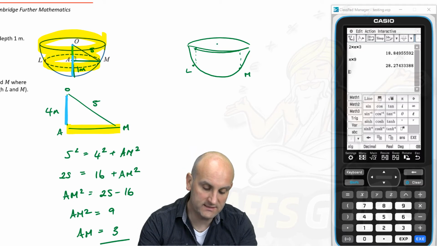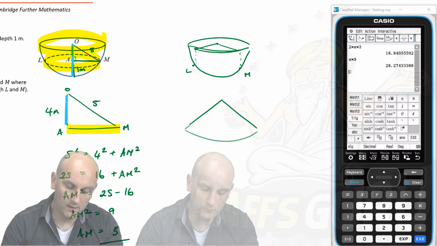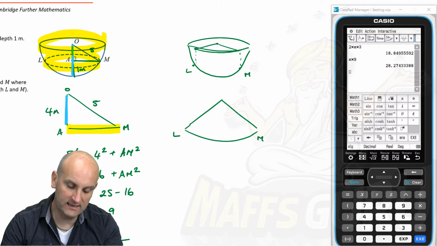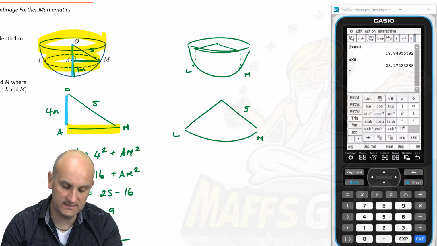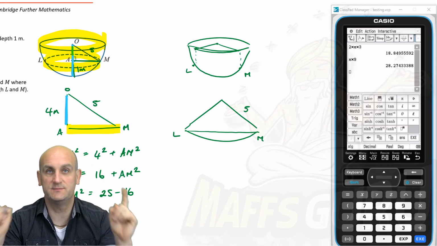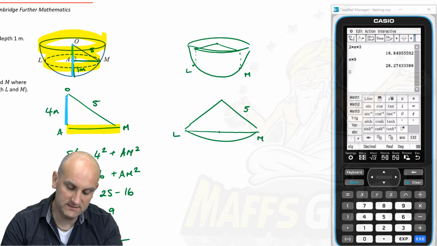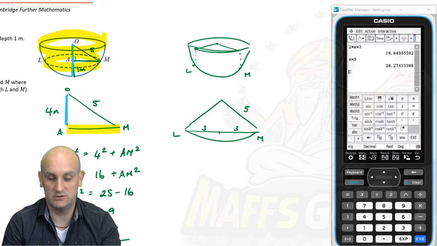So what do we know? Drawing this out again, I have this point L and that point M there. I know that this length here is 5 because that's a radius. But do I know anything else? Yes, we know the distance between L and M is given in the question, it's 6 meters long. Why is it 6 meters? Because this here is 3 and that there is 3. So we know the distance between those two.